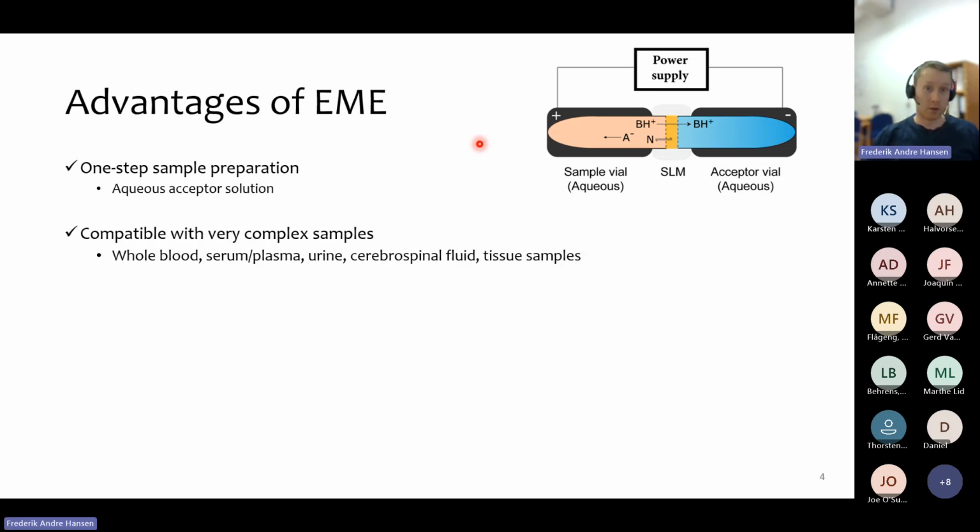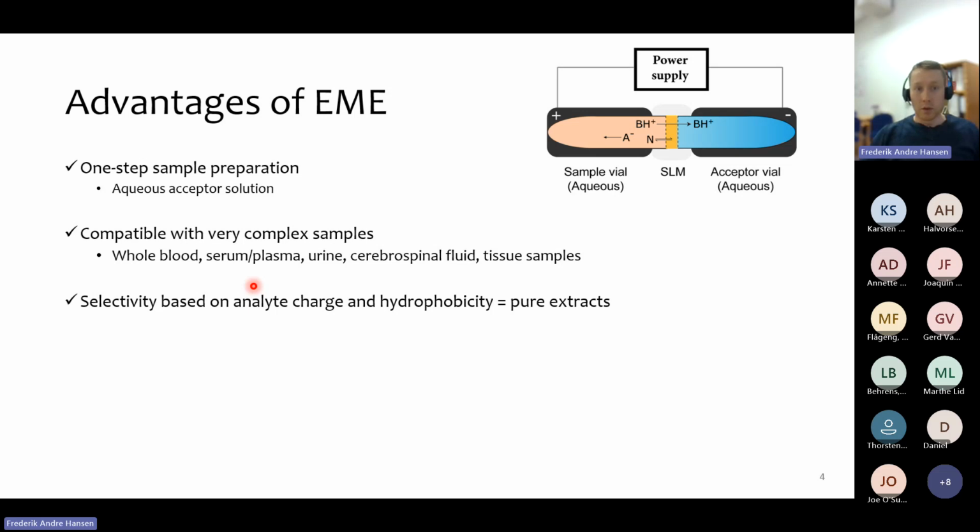Further, the technique is compatible with quite complex samples. I mentioned whole blood, and then of course serum or plasma, urine, cerebrospinal fluid, or even tissue is possible, as you will see towards the end. Despite being compatible with very complex matrices, you can get very pure extracts.